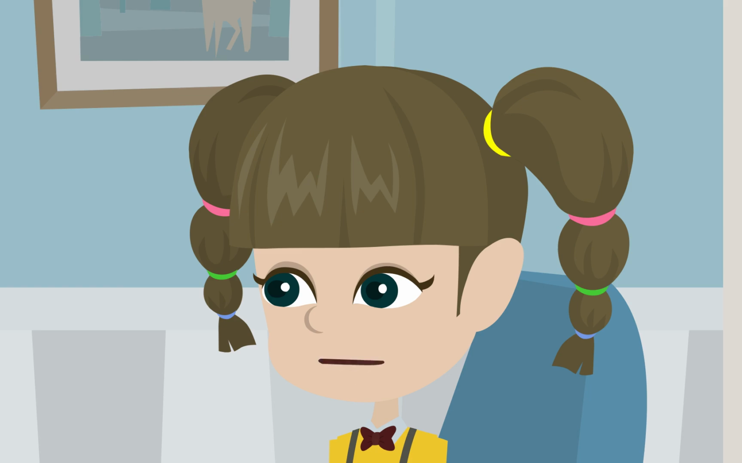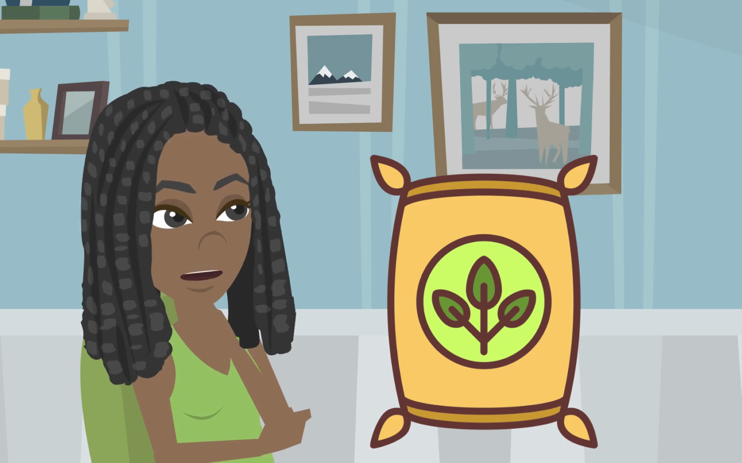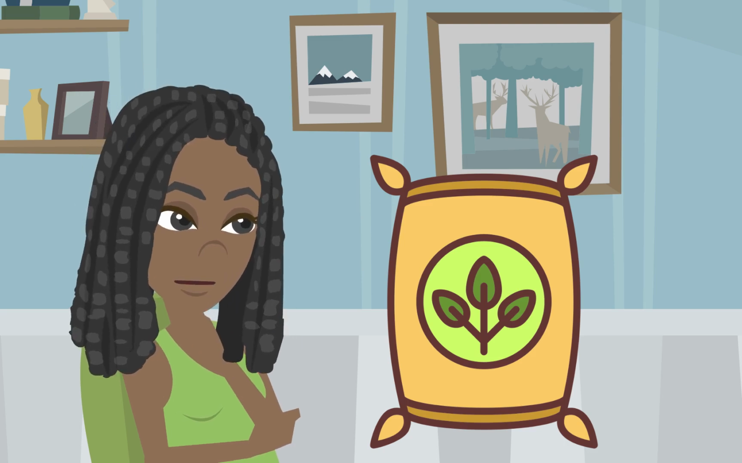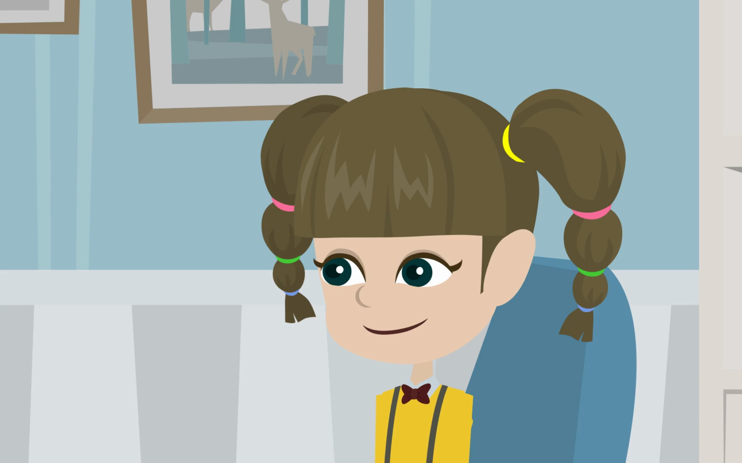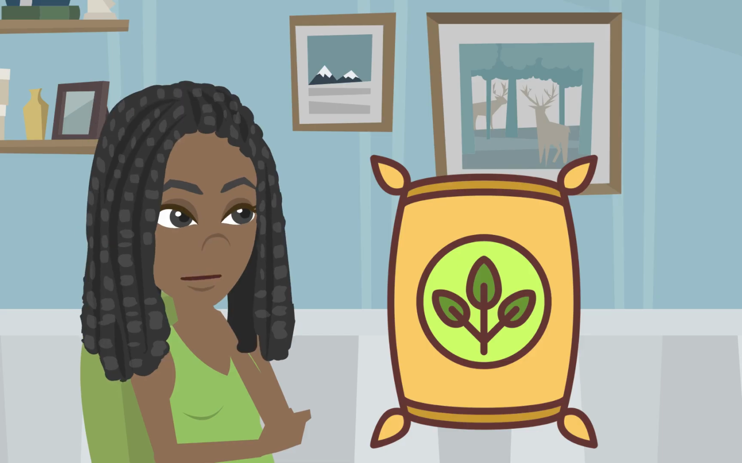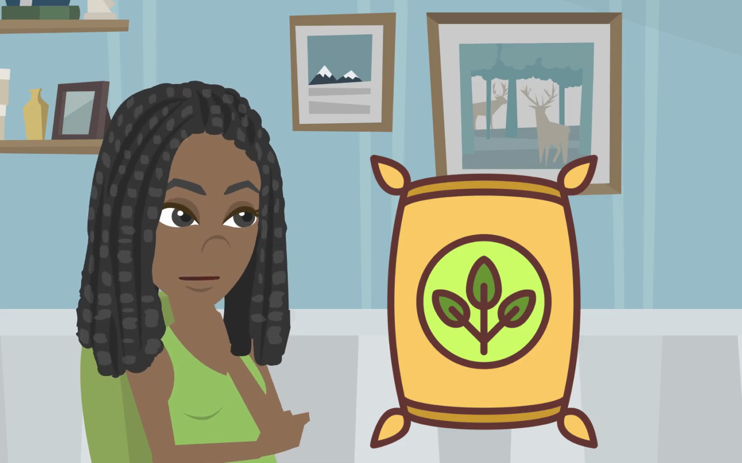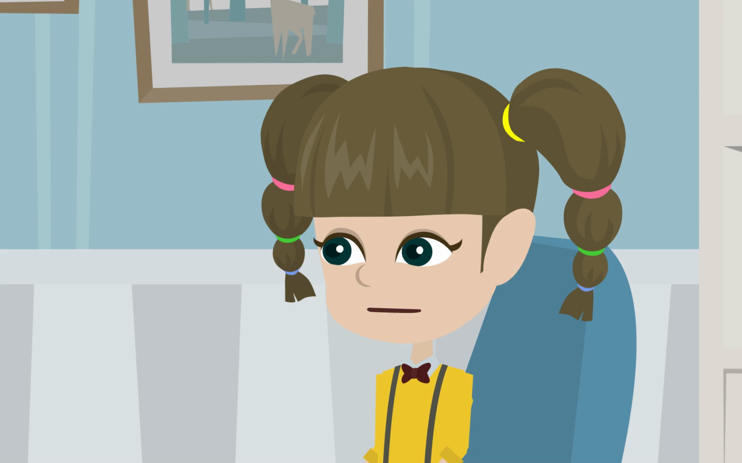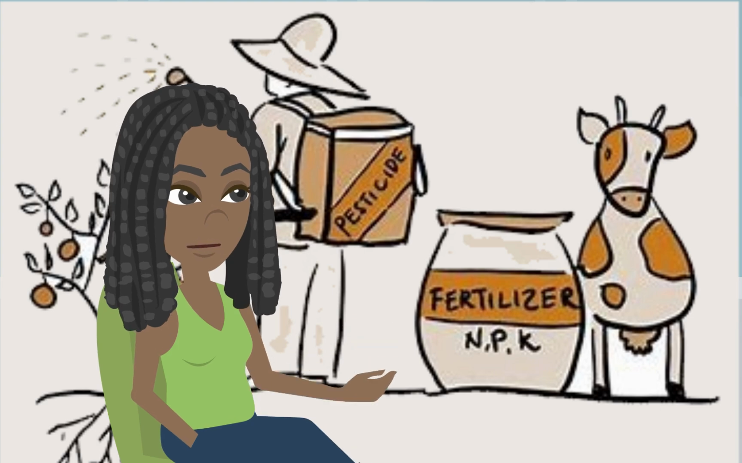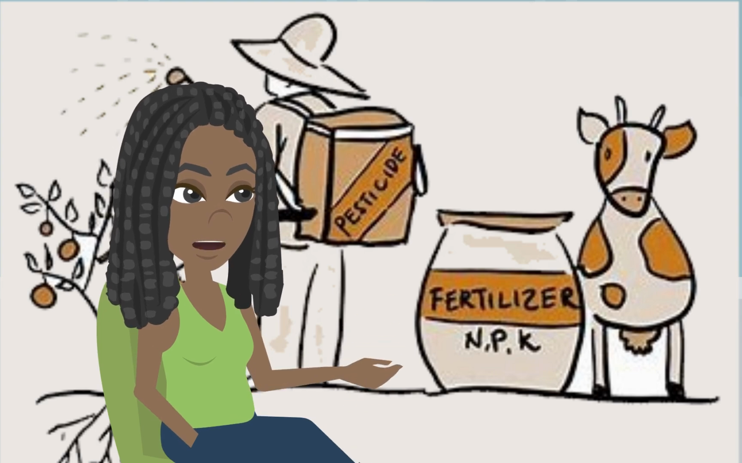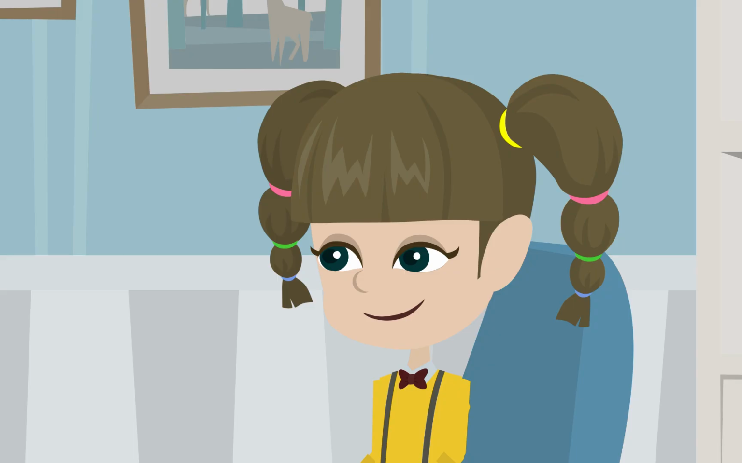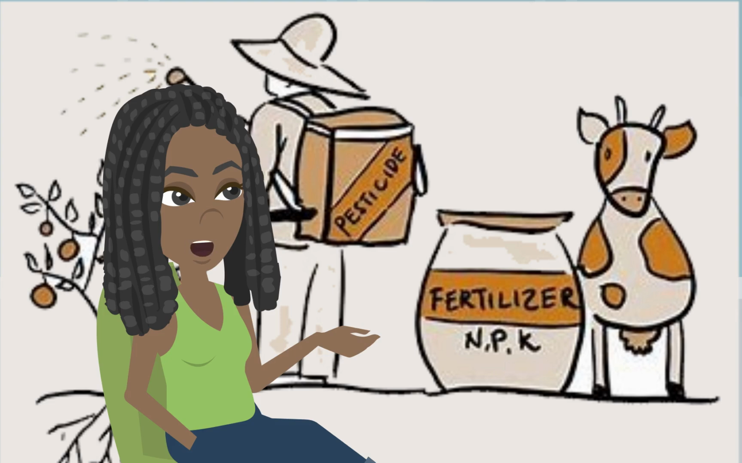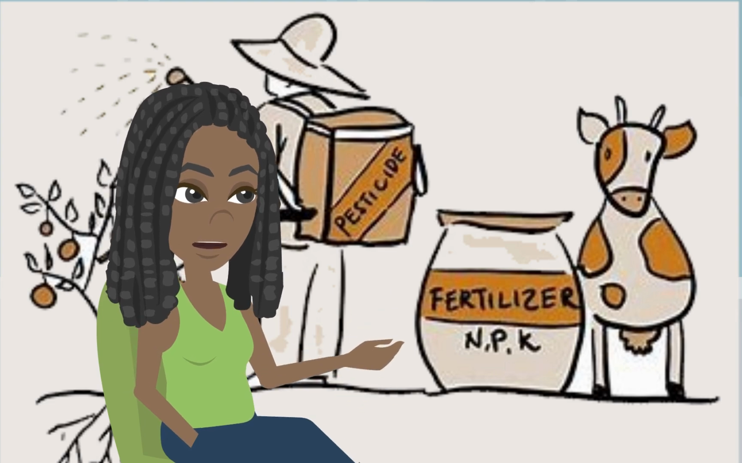Okay, and how are fertilizers different from manure? Fertilizers are chemical-based and produced in factories. They are rich in specific nutrients, such as nitrogen, phosphorus, and potassium. Interesting. So, both manure and fertilizers are important for plant growth. Yes, that's correct. While fertilizers have helped increase crop yields, excessive use can make the soil less fertile and cause water pollution.